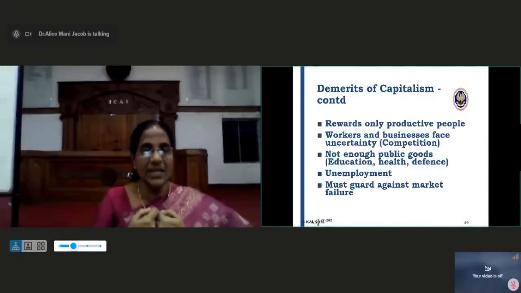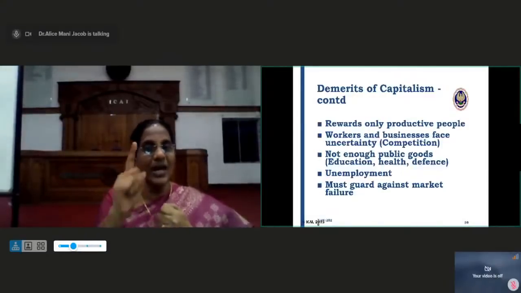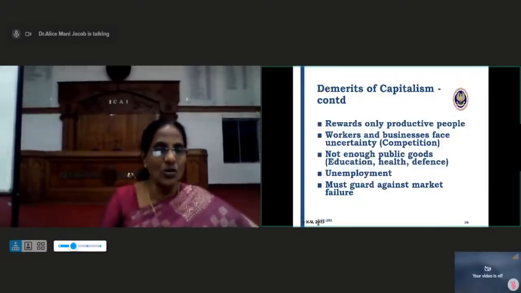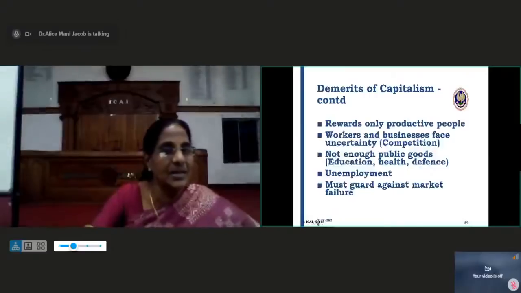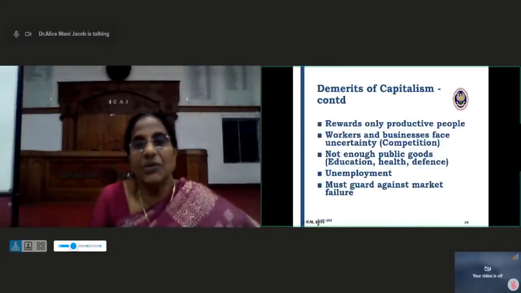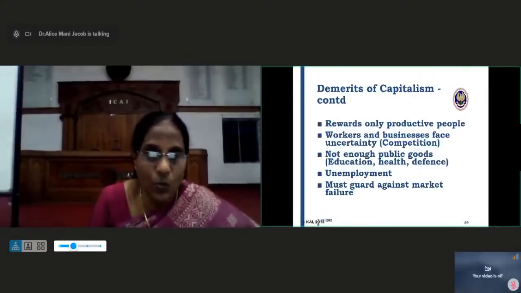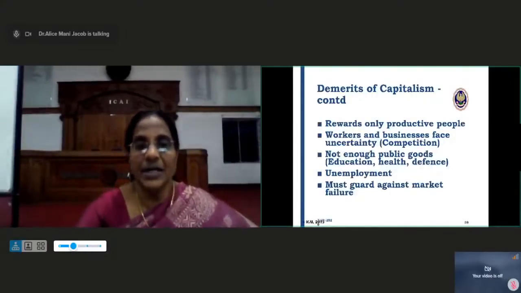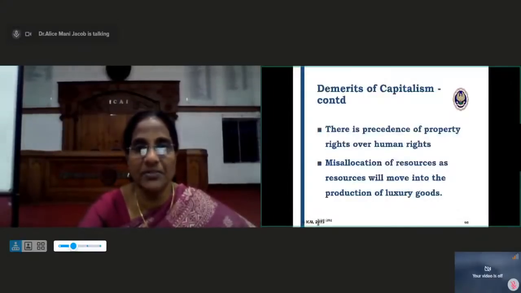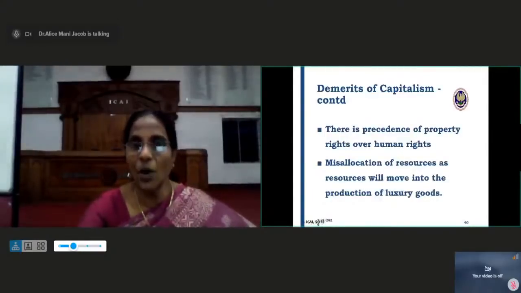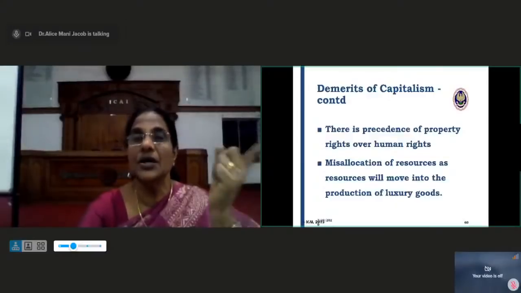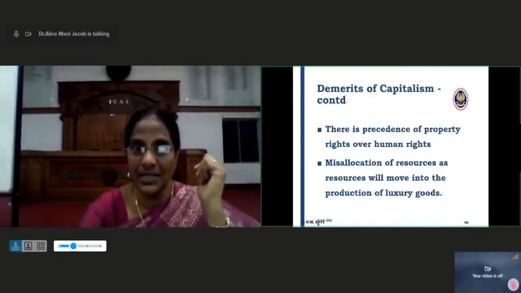There will be illiteracy. There will be problems when health problems come. Like COVID, right? We in India are not facing that much problem as the US and the other capitalist European countries were facing. There will be unemployment because there is no guaranteed work, and there is market failure also. Markets may not be working efficiently. Then property rights are more important than human rights. Actually, what is more important? Human rights are more important than property rights.